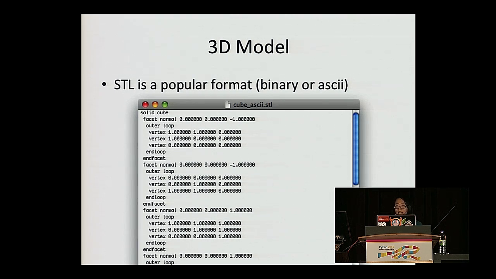An STL file is a popular format to contain all that information about the vertices, the edges, and faces. Here we have an ASCII version of the STL file, and as you can see, it's just text. It's essentially a text file with numbers indicating coordinates for the vertices. There is a binary version of STL, which is just compressed of the ASCII STL.